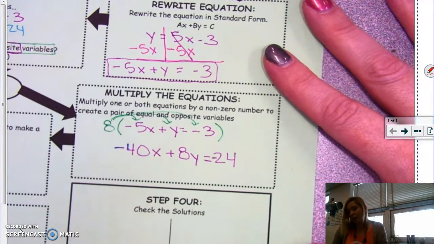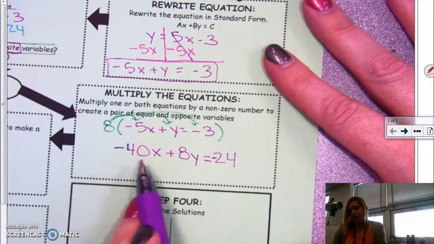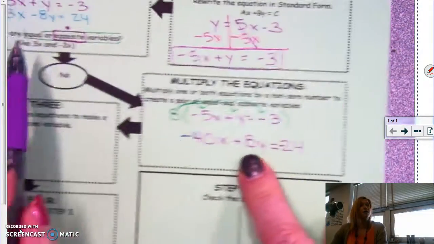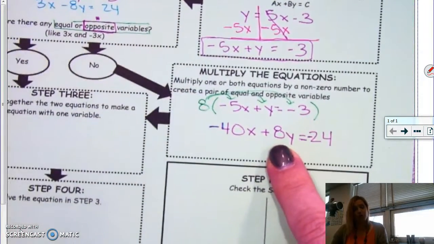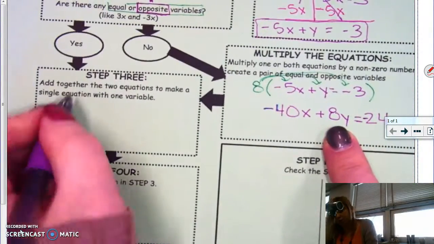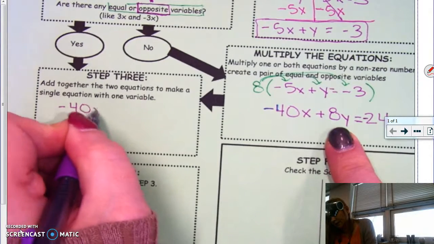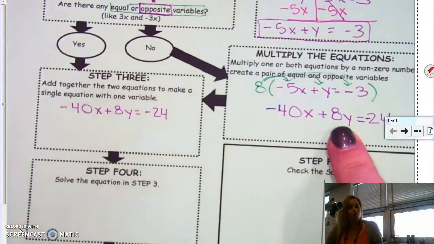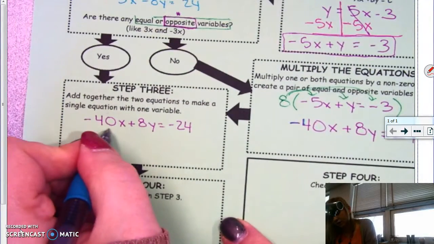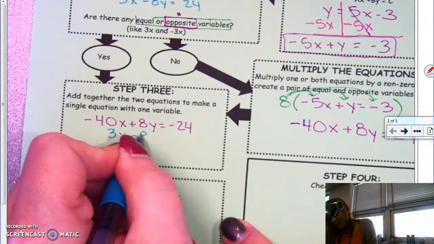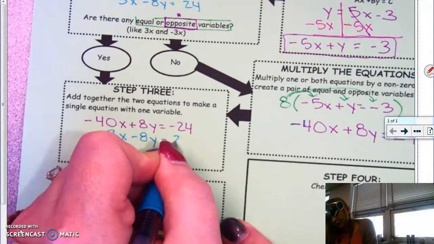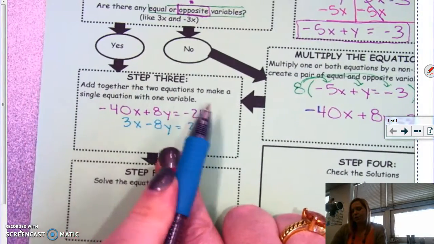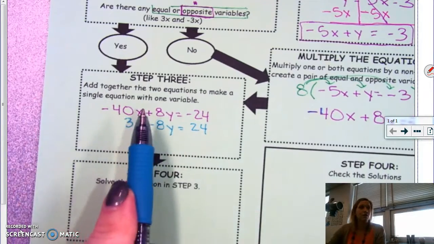All right, so now we have our equation, and now we have opposites. We have a positive 8y here, and now we have a negative 8y in this equation. So let's write the equations out again and take a look in step 3. So I have negative 40x plus 8y equals negative 24. And then the equation we didn't have to touch, 3x minus 8y equals positive 24. So there's our equations. Now it says add together the two equations to make a single equation with one variable.